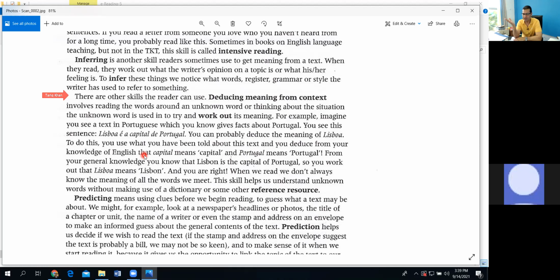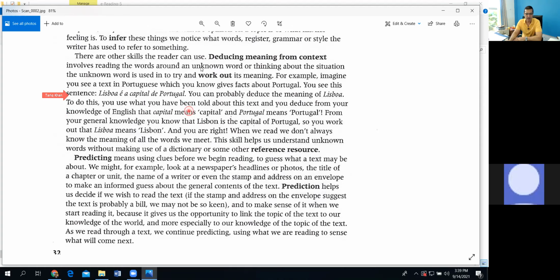Usually we teach the children also this thing. If in the exam there is a comprehension, and you have a word you cannot understand the meaning of, read before that and after it, and then figure out what the possible meaning of that word would be. So that is called deducing meaning from the context.